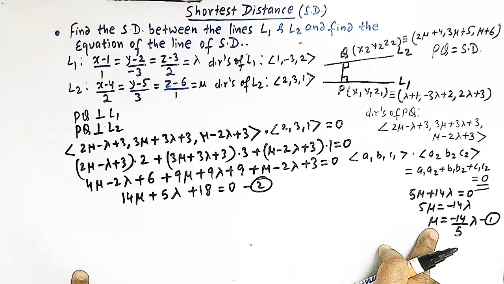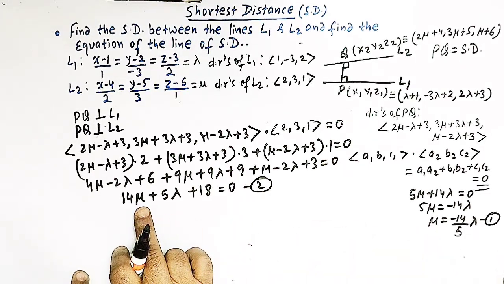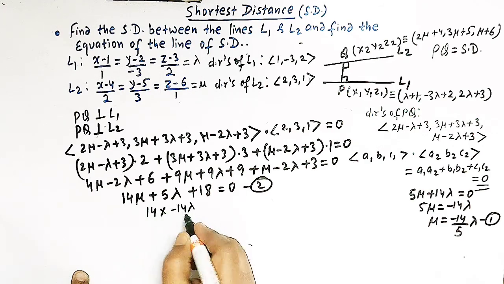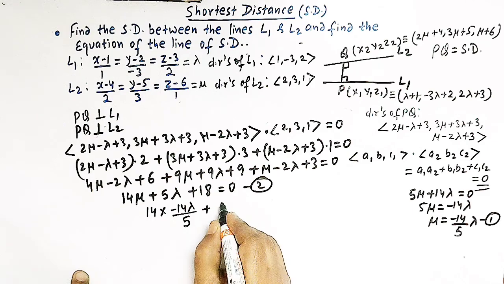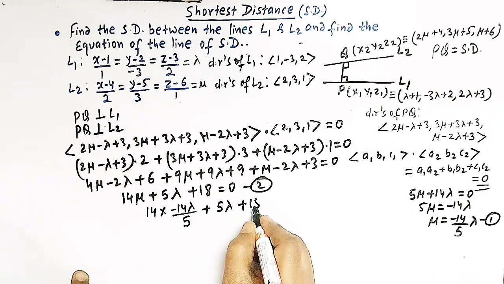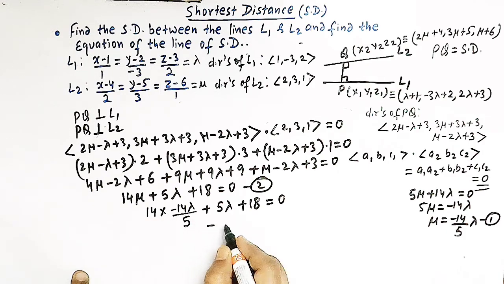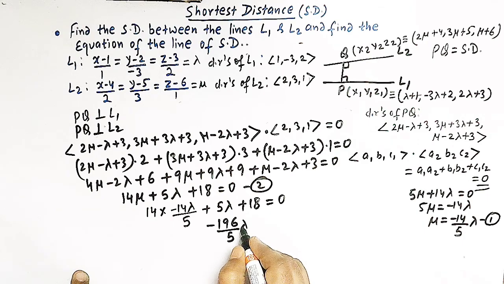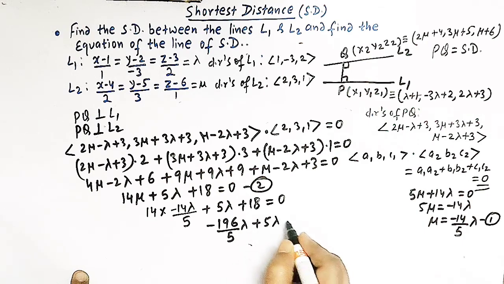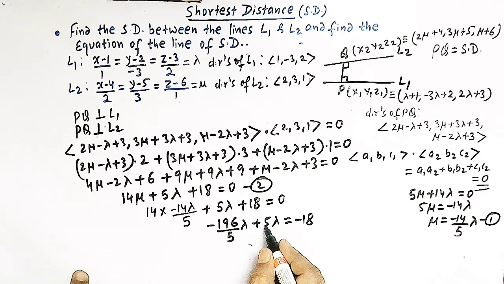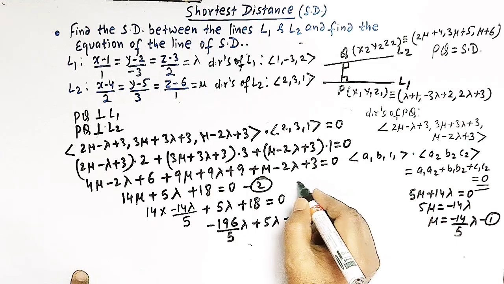So now, substituting this value of mu in equation 2, we have 14 times minus 14 lambda over 5, then we have 5 lambda plus 18 is equal to 0. So 14 times 14 is 196 over 5 lambda plus 5 lambda, and we can take 18 to the right-hand side. So we have minus 18. So now 5 times 5 is 25.